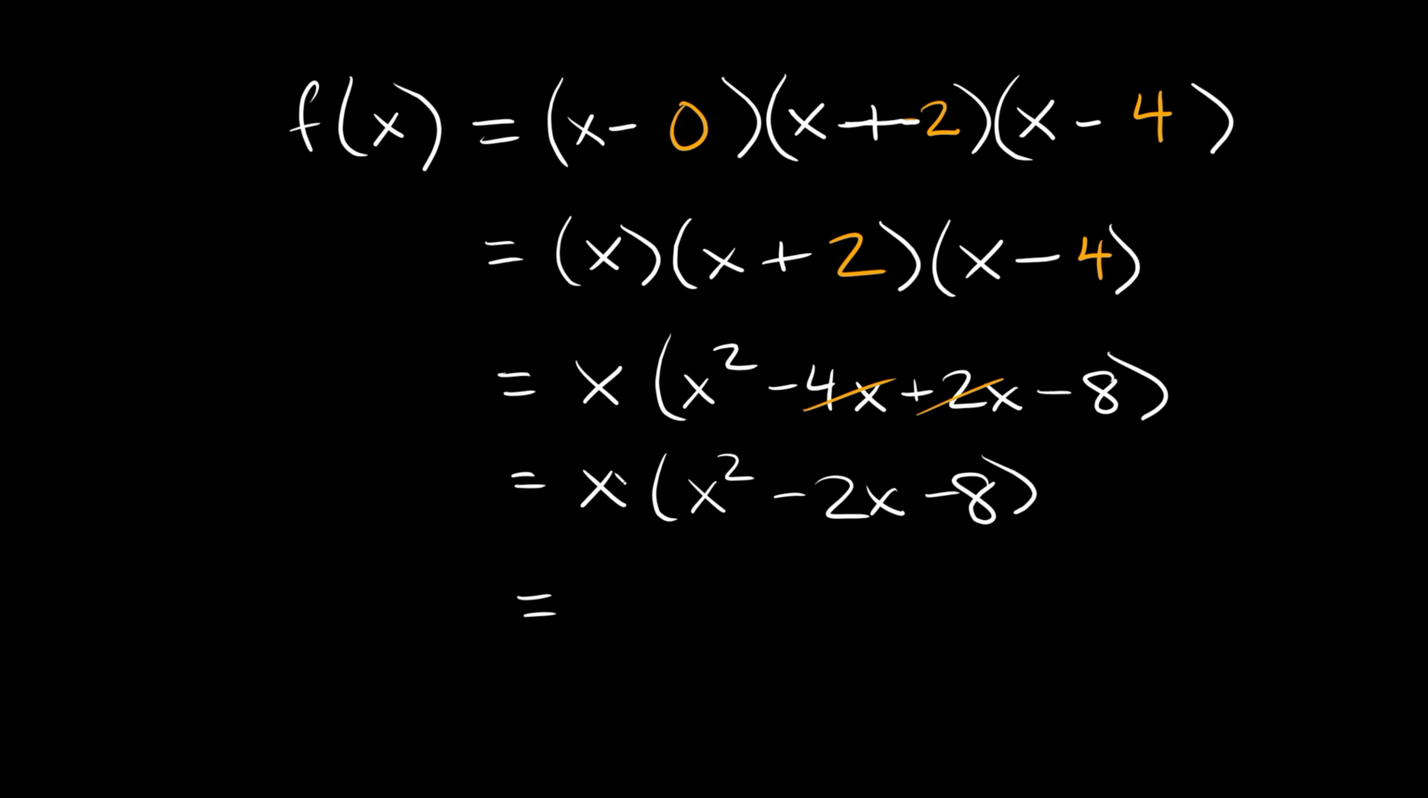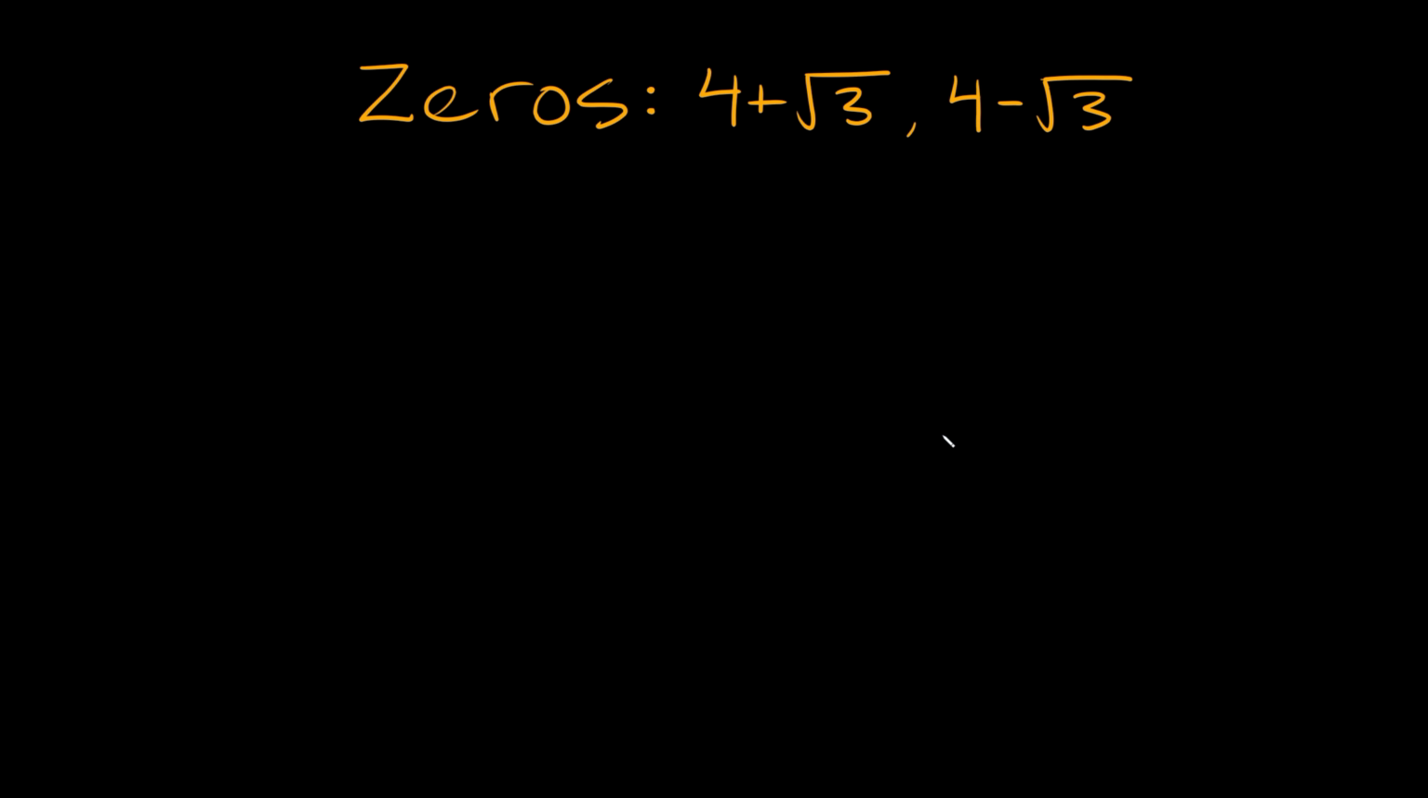So now lastly, we can finally distribute this x into these parentheses. So x times x squared is equal to x cubed. X times -2x is equal to -2x squared. And then x times -8 is -8x. All right, so that's as simplified as we can write this function. So there's our answer.